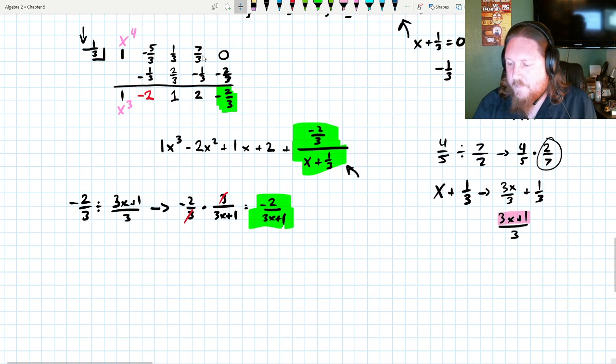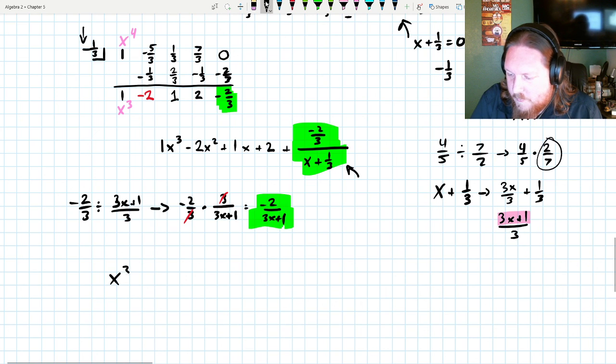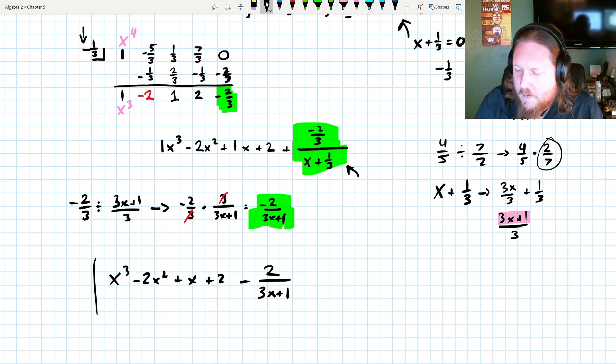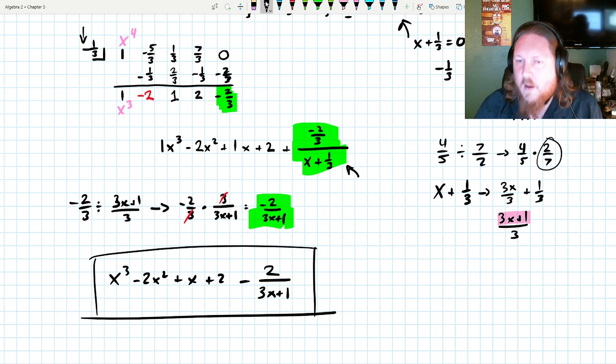But now let's write it out here. X cubed minus 2x squared plus x plus 2 minus 2 over 3x plus 1. And there's my result.